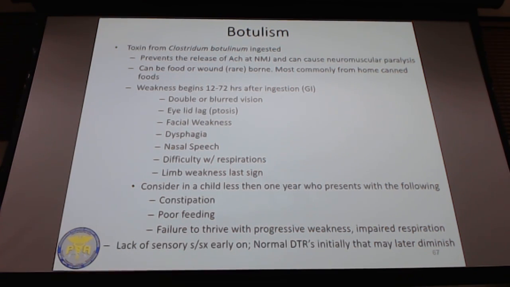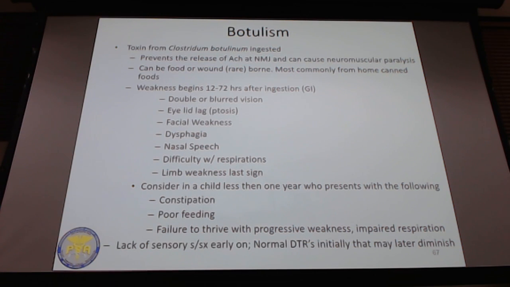Botulism. This is a toxin from Clostridium botulinum, right? This prevents the release of acetylcholine at the neuromuscular junction and causes paralysis. Can be food or wound-borne, most commonly from canned foods. You'll get these questions on your boards. A baby comes in, is lifeless. Someone in the house canned their own vegetables, and you're like, oh, whatever, I'll play the game. It's probably botulism.